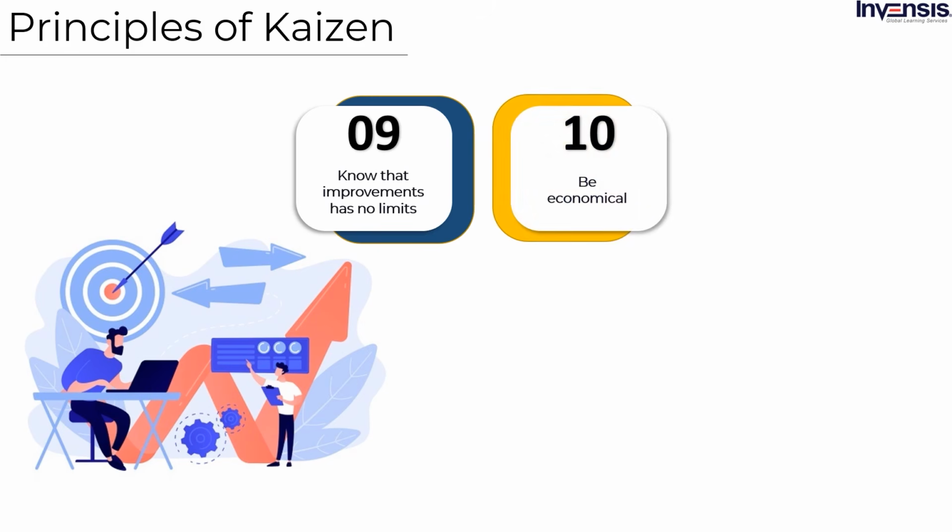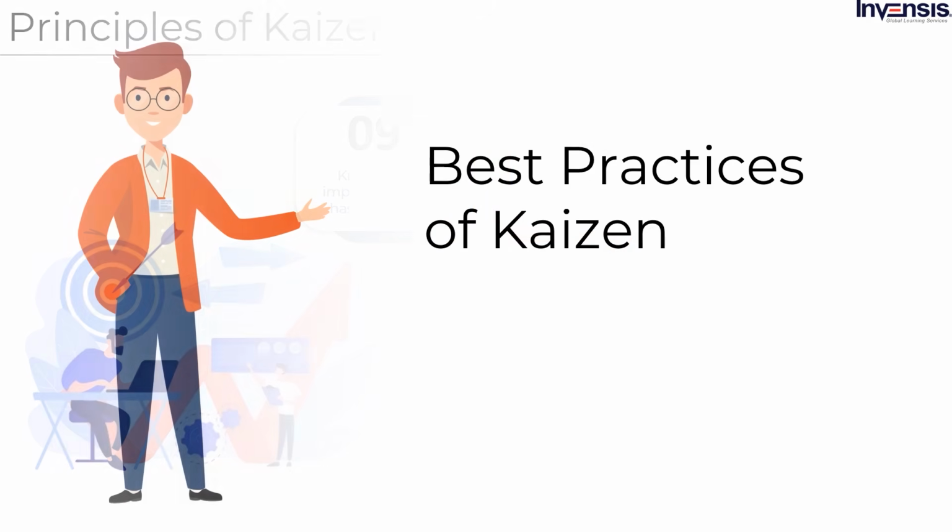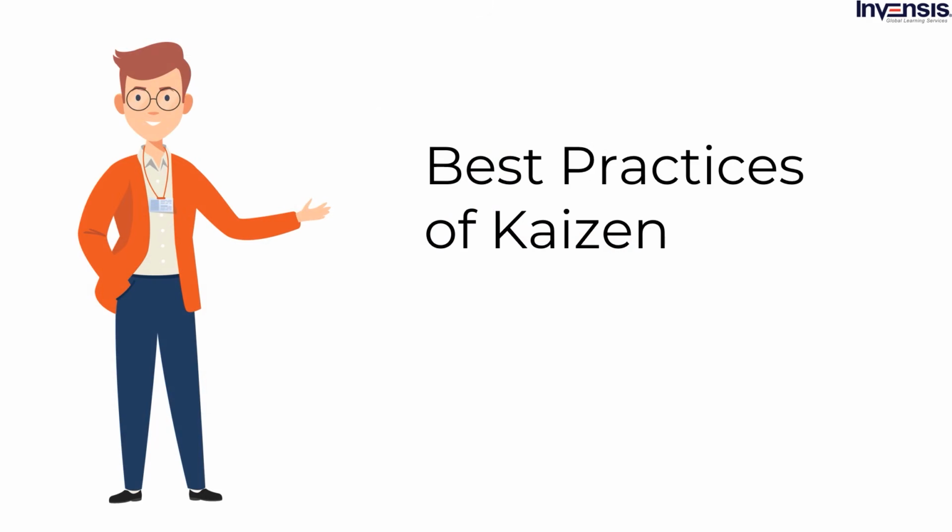Last in the principle list, we have: be economical. Don't use money to implement all the changes at once. Save money through small improvements to spend the saved money on further improvements. As you have understood the principles of Kaizen, let us now look into the best practices of Kaizen management.